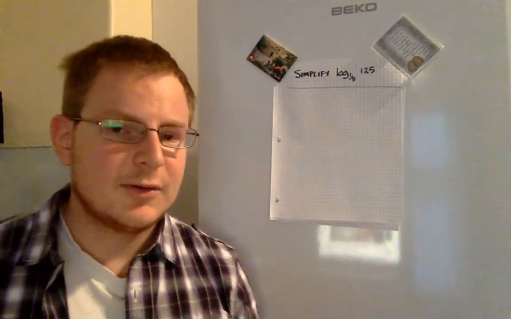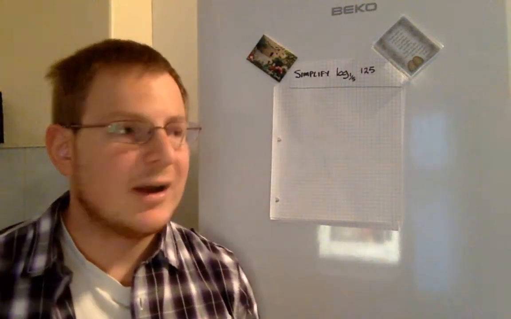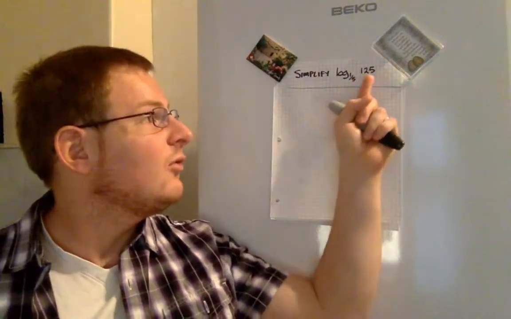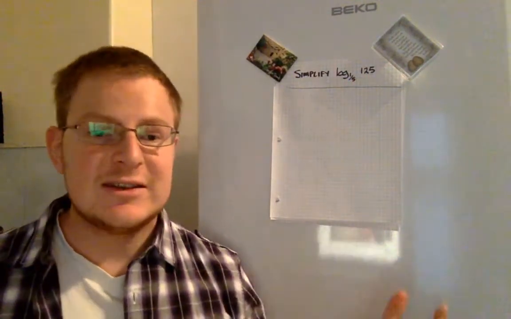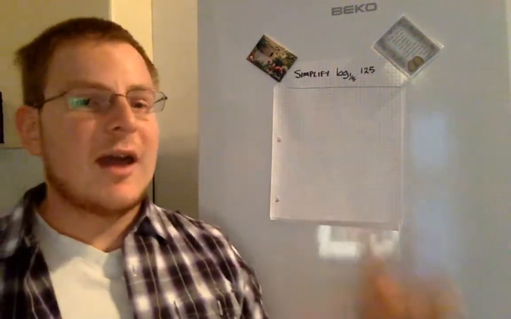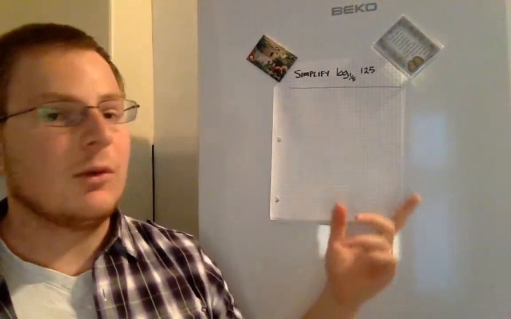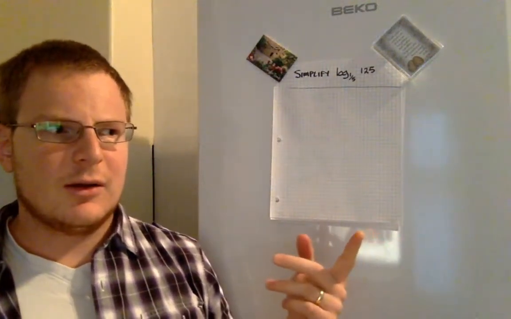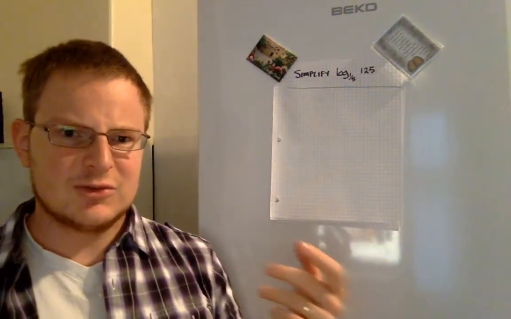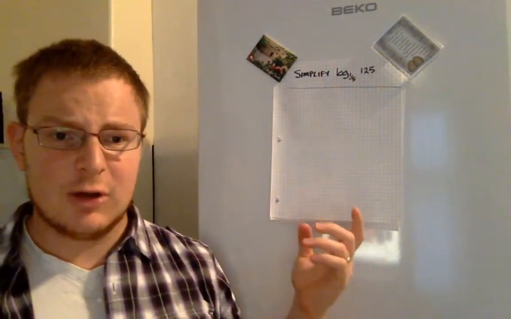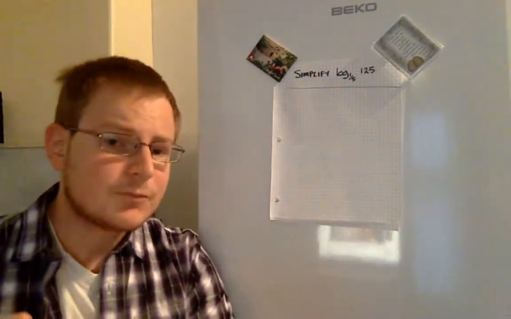Today we're going to do our third Amazon M-Turk experiment by simplifying log to the base 1/5 of 125. So what this one is asking us is how many times you're multiplying 1/5 by itself in order to get 125. Now, obviously, we can't do it a positive amount of times because 1/5 times 1/5 would be 1/25, so it just keeps on getting smaller. So there's something else we have to do.